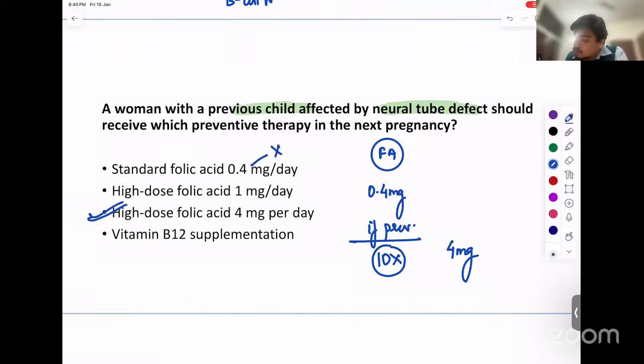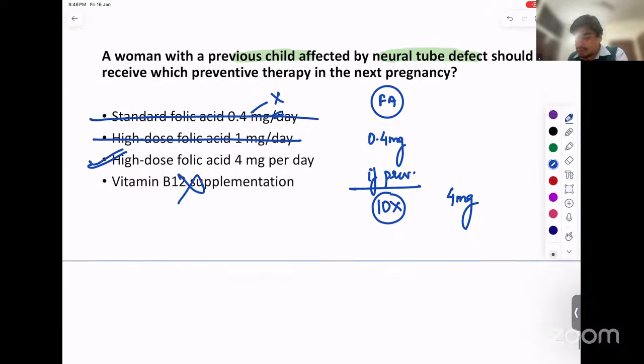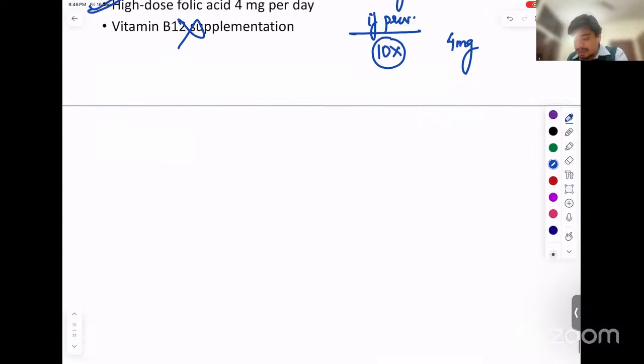The normal dose is if there was no previous history. So this is ruled out. Not 1 mg, 1 mg is not high, 4 mg is high. You have to give 10x the dose, and there's no point of B12 supplementation.